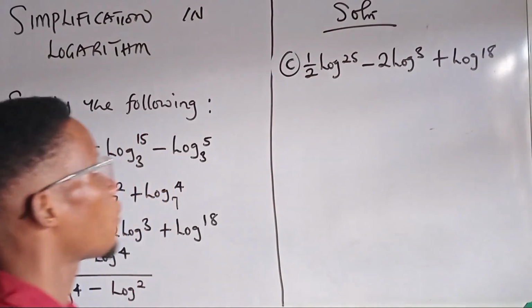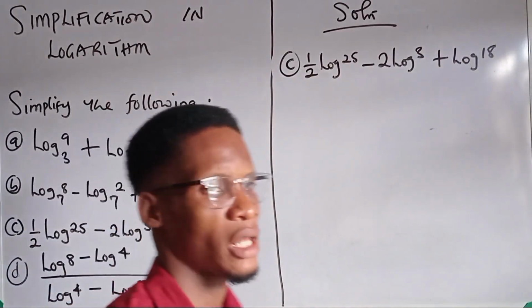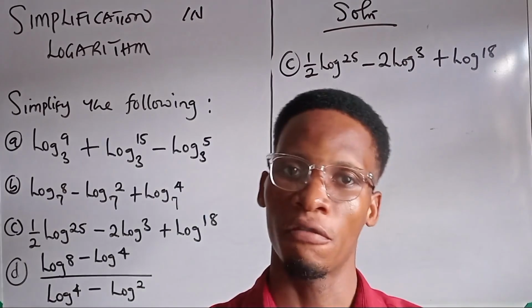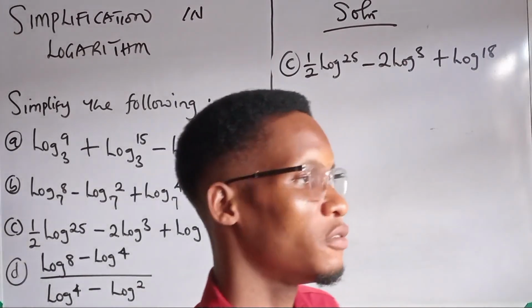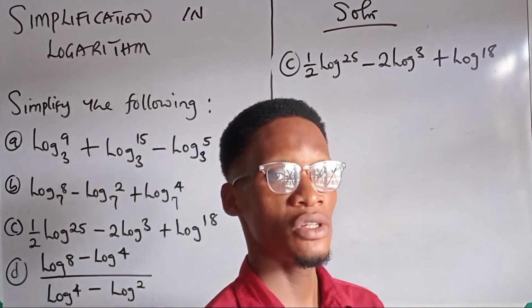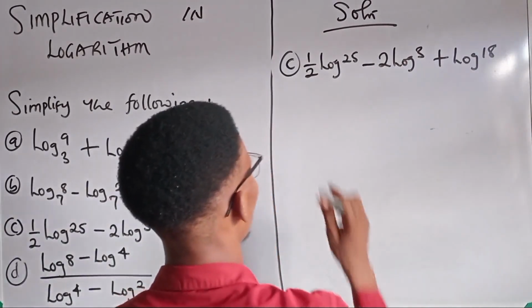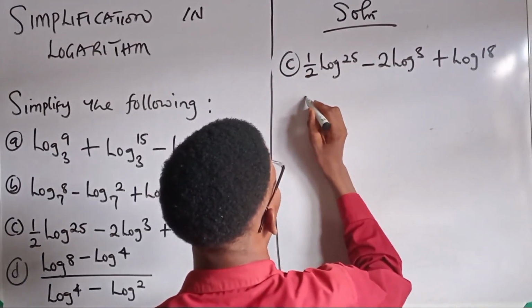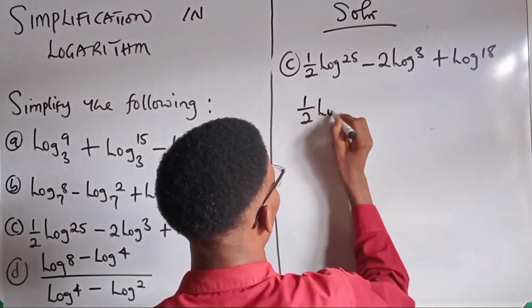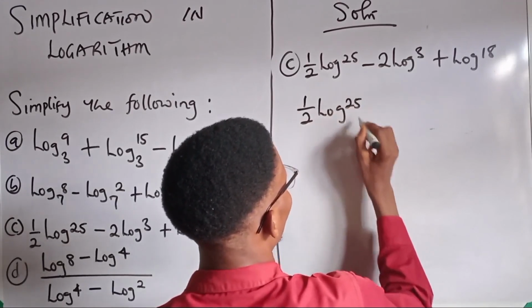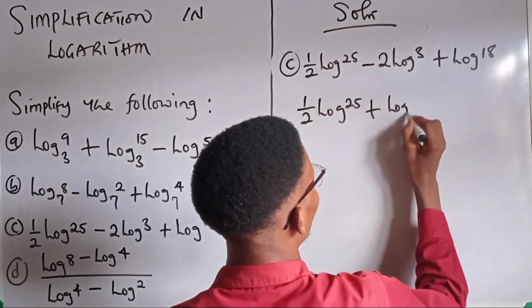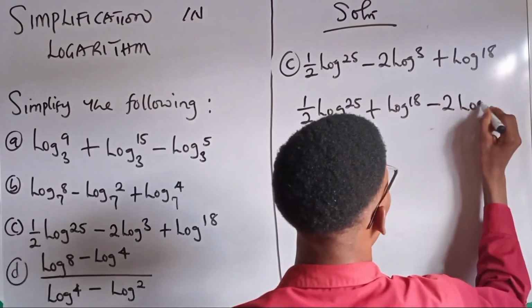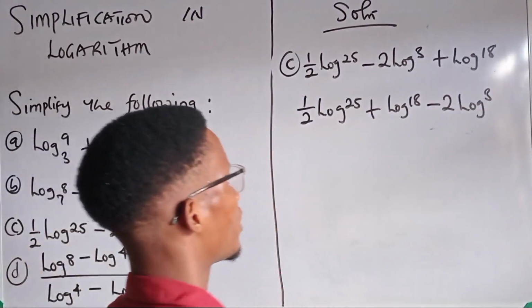Okay. So when you are given something of this type, I told you, you need to rearrange first. Let the positive come first before the division sign. All right. So what you need to do now is to rearrange. Then if we rearrange this now, we're going to have half log of 25, then plus log of 18, then minus 2 log of 3. All right, that's the rearranging.